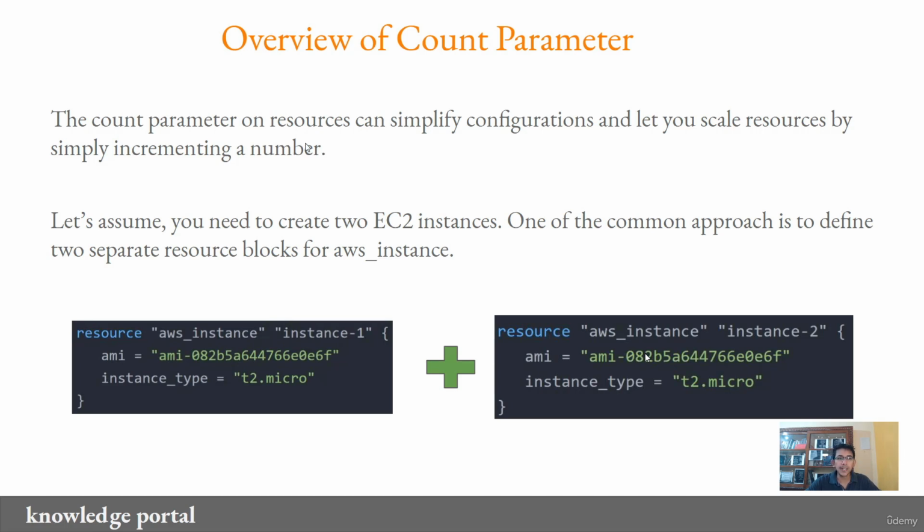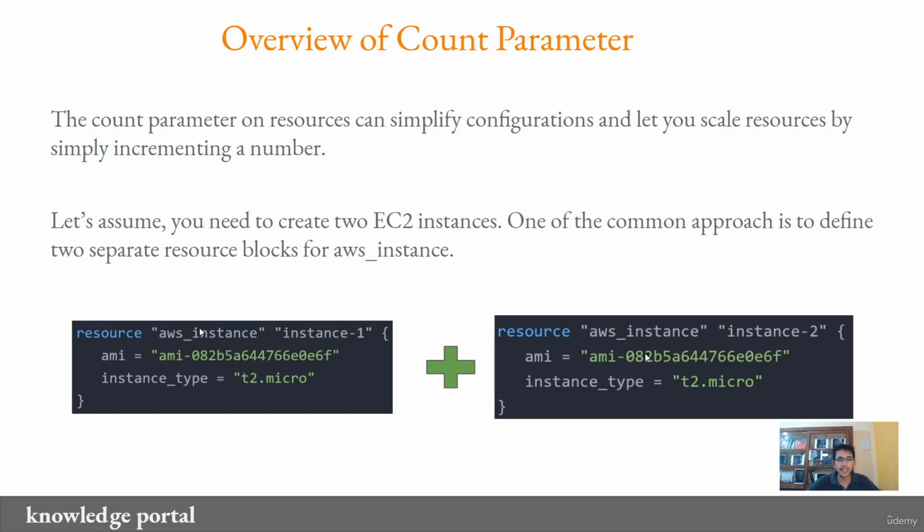So let's go ahead and understand the need for the count parameter with a simple example. Let's assume that you need to create two EC2 instances. Now one of the common approaches here is to define two separate resource blocks for aws_instance.